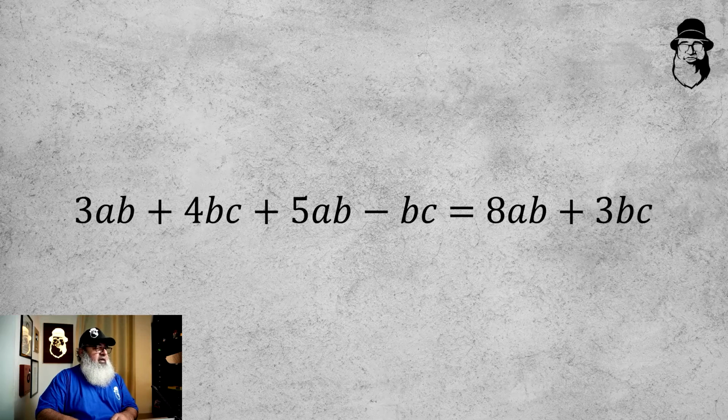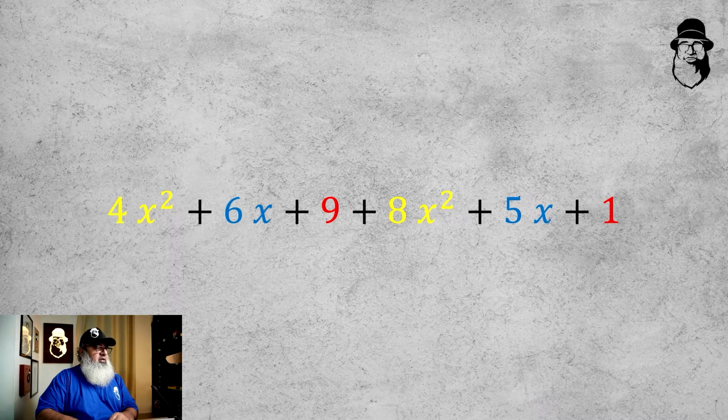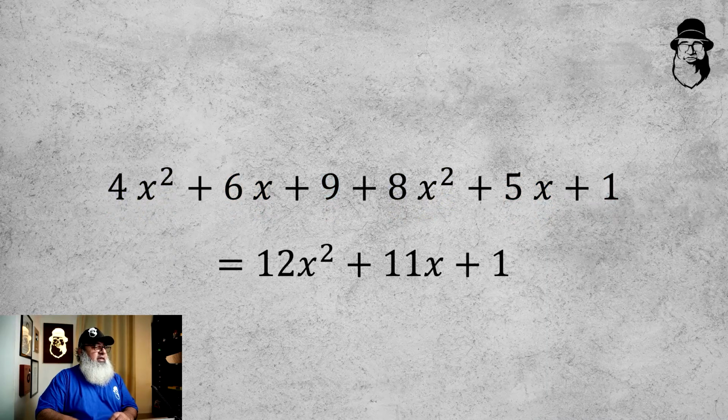So let's say we want to simplify this big expression. Here there are 3 different types of terms: x squared, x and units. So the answer is 12x squared plus 11x plus 1.